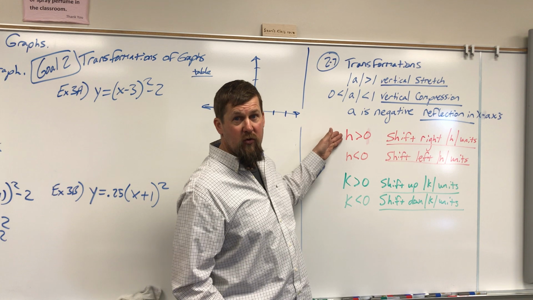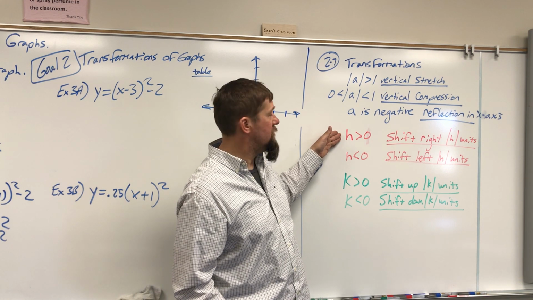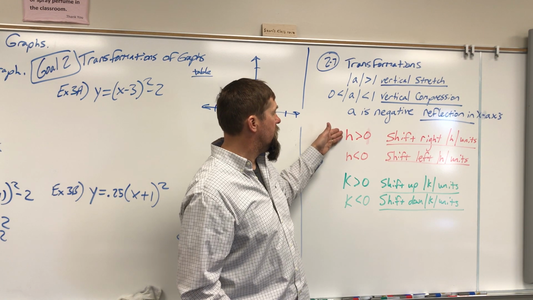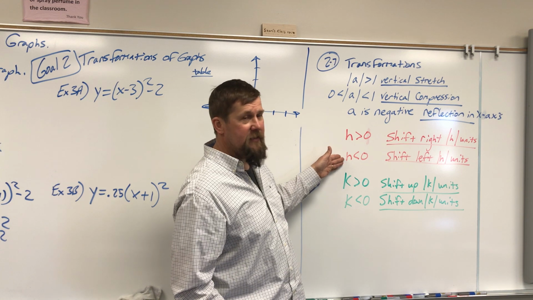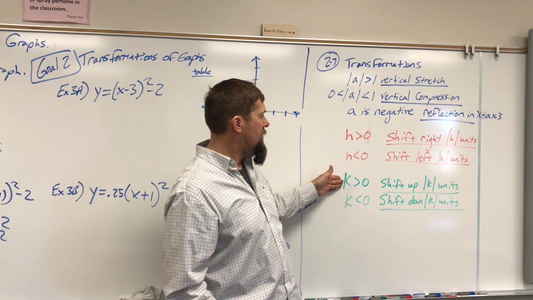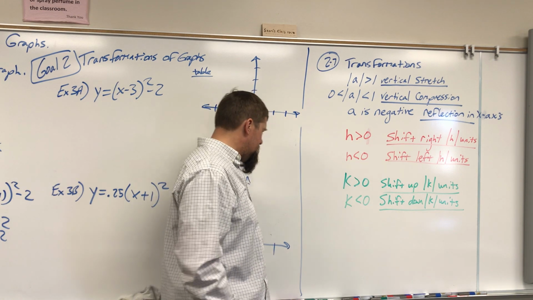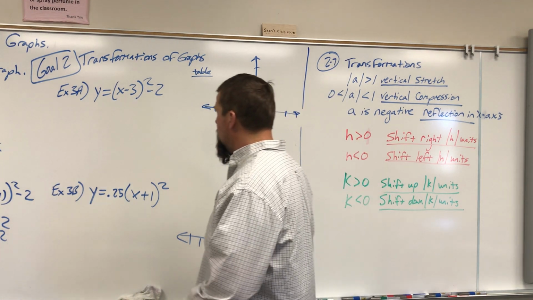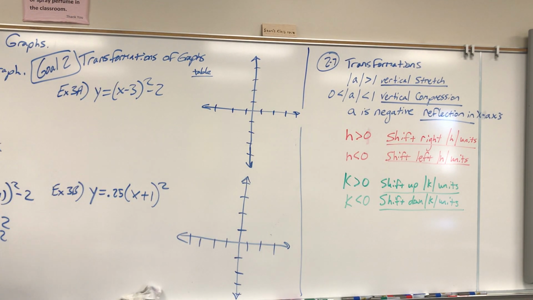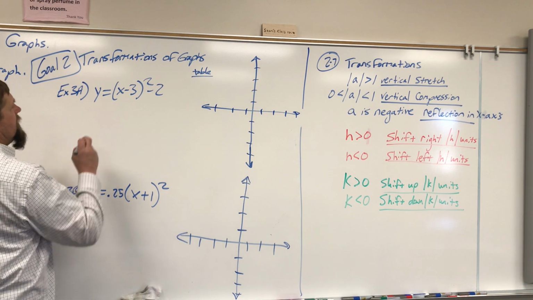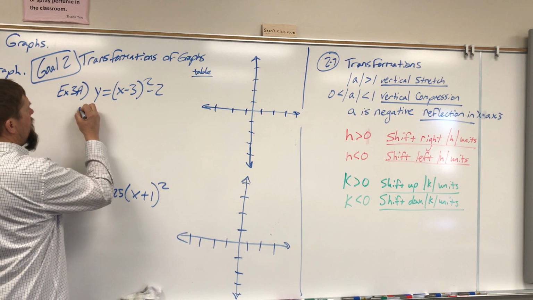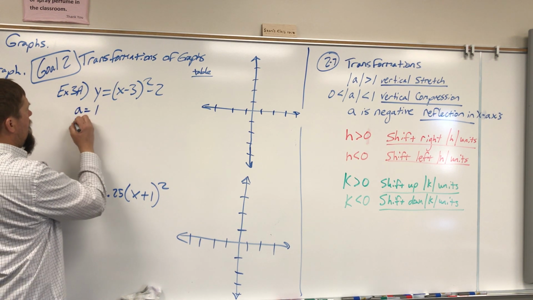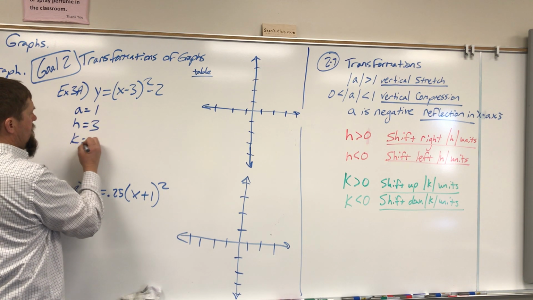As h is greater than 0, the graph shifts to the right. As h is less than 0, it shifts left. K shifts it up if it's positive, down if k is negative. However, we need to be able to identify this. So let's go ahead and identify what we know on this particular problem. We know that a is 1 because there's nothing there. h is 3, and k is -2.